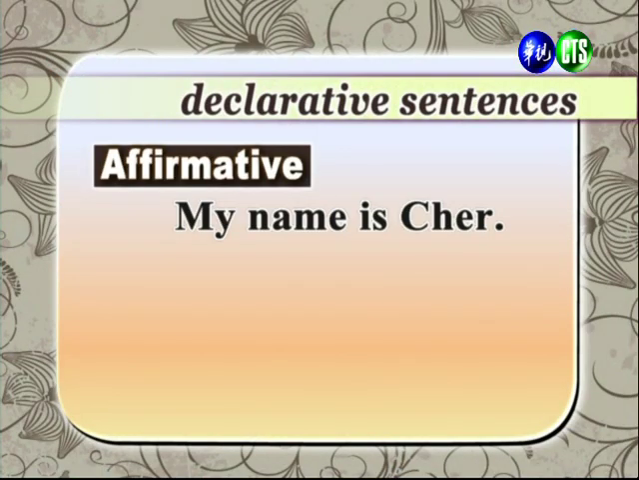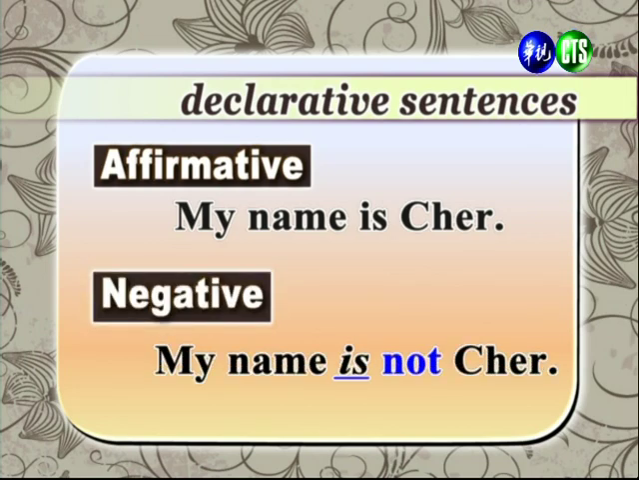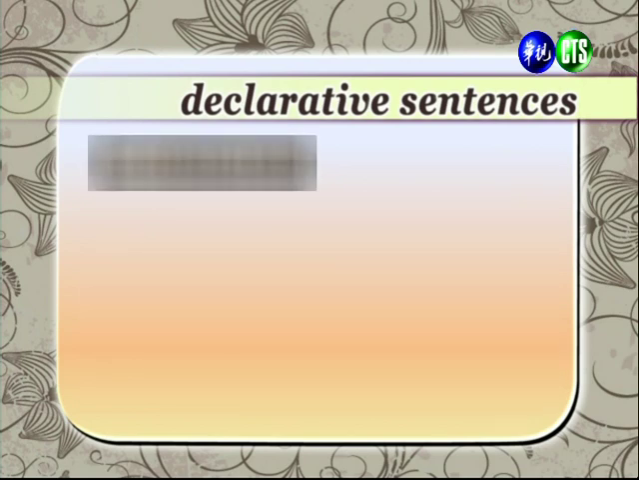Right, now let's take a look at some examples of negative declarative sentences. If we take our first sentence, "My name is Cher," we can make it negative by adding the word not, and we get, "My name is not Cher." And so we see here, we put the word not right after the be verb in the sentence.